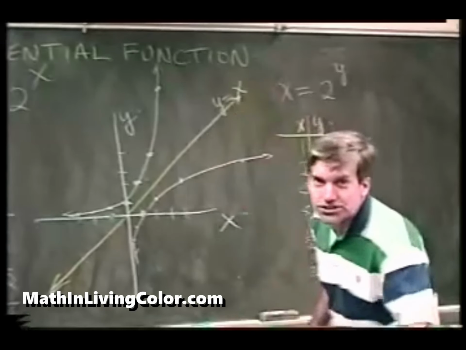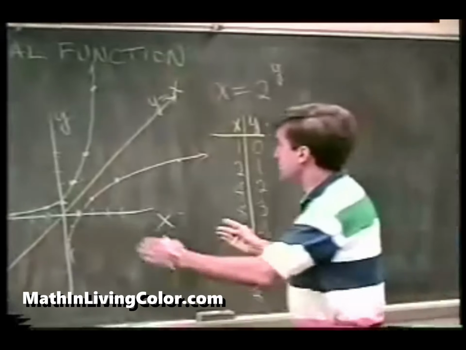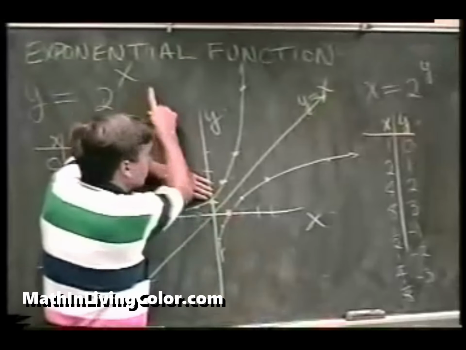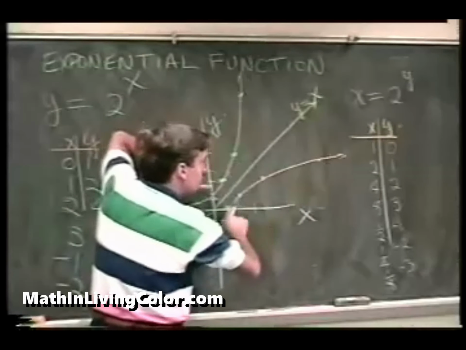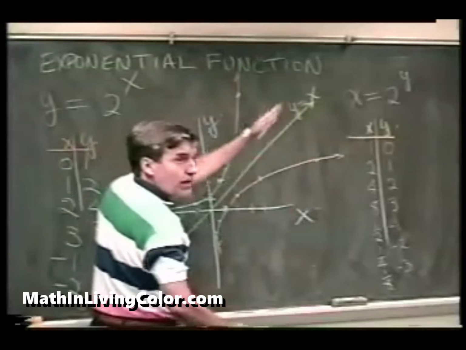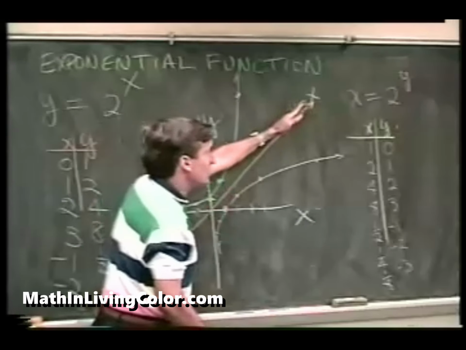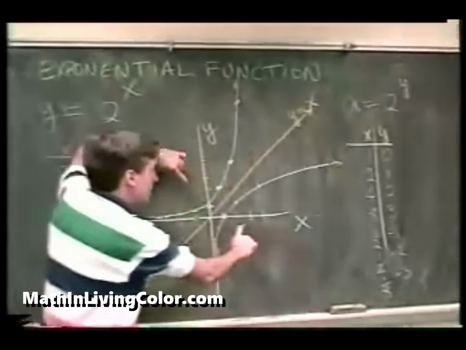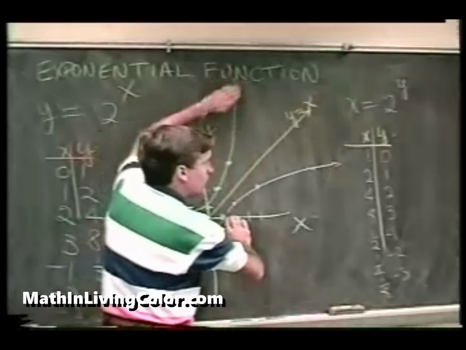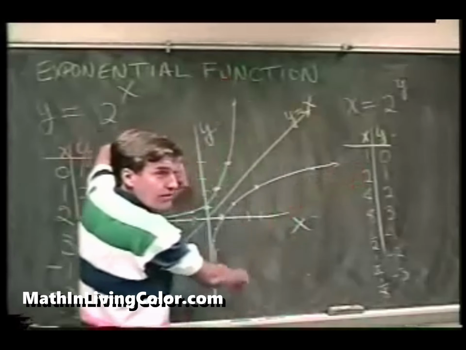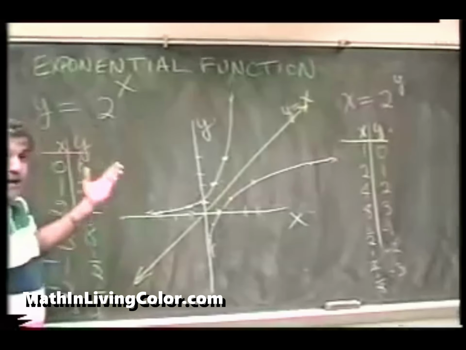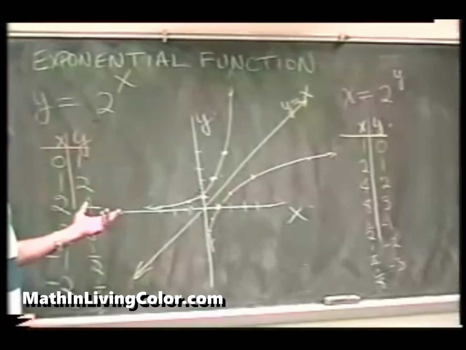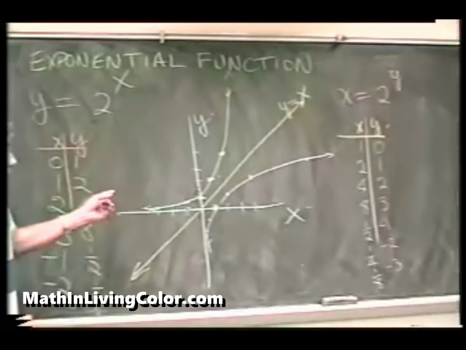Do you notice the symmetry that you have? You notice the symmetry of this graph? The y equals 2 to the x compared to the x equals 2 to the y. The symmetry around the line y equals x. Think of the y equals x as the mirror, and then each graph is the image of the other graph. Right? And that's what happens with inverse functions, isn't it? That's exactly what happens with inverse functions.